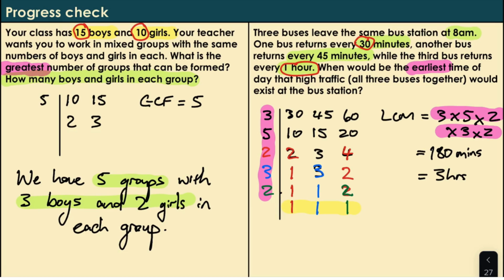Now the question said, what is the earliest time? And the buses leave the bus station at 8 o'clock. Add 3 to 8 and we get 11 a.m.